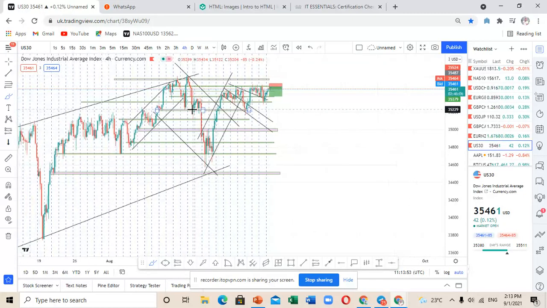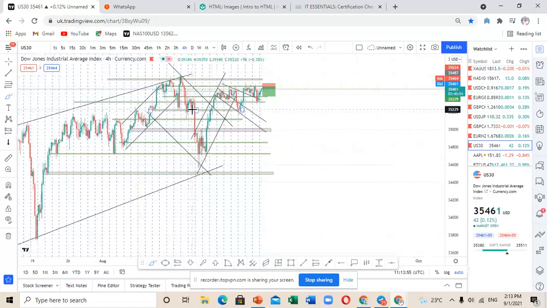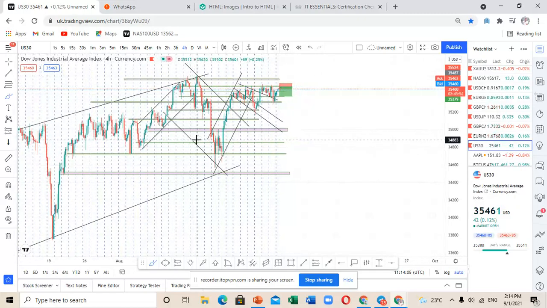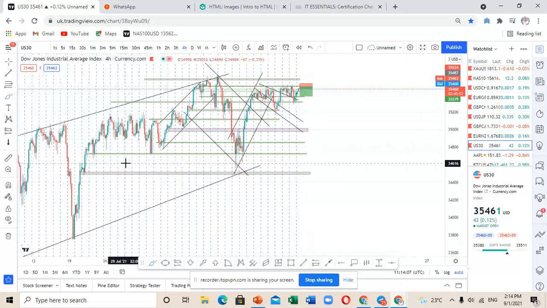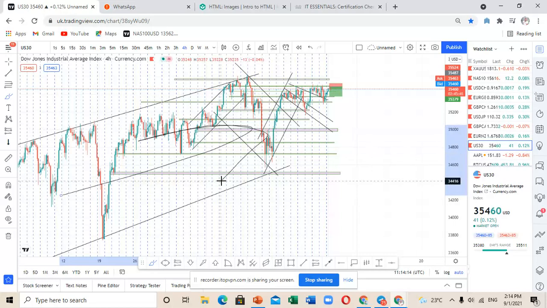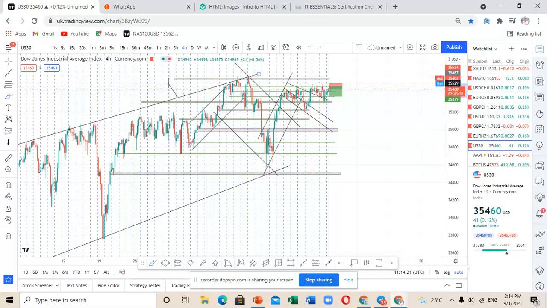Let me kickstart US 30 from the 4 hour time frame, because it is at the 4 hour time frame that we are able to see patterns that we can predict. From the 4 hourly time frame, you can see that we have got a general uptrend, characterized by several touches on these two trend lines. You've got a trend line on this side and also a trend line on this other side.